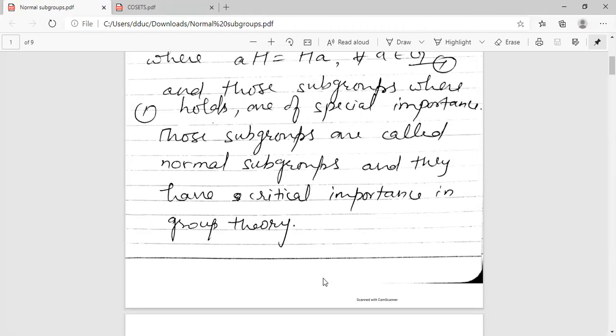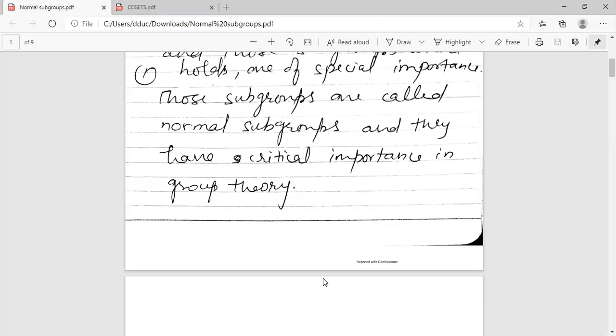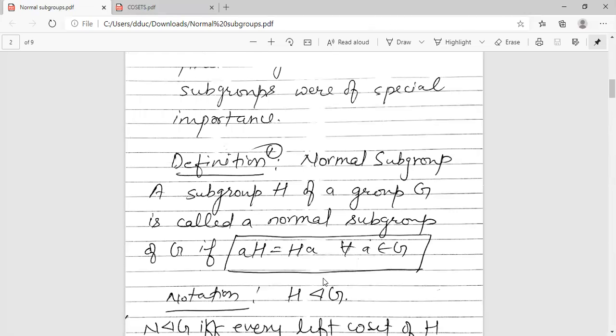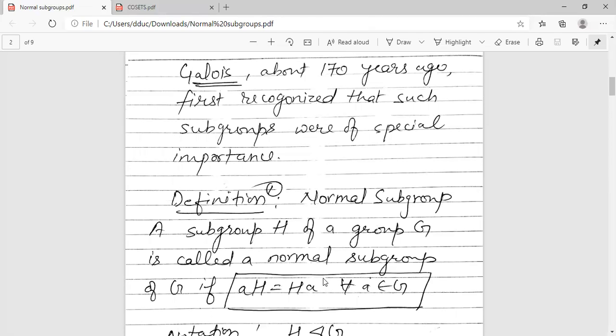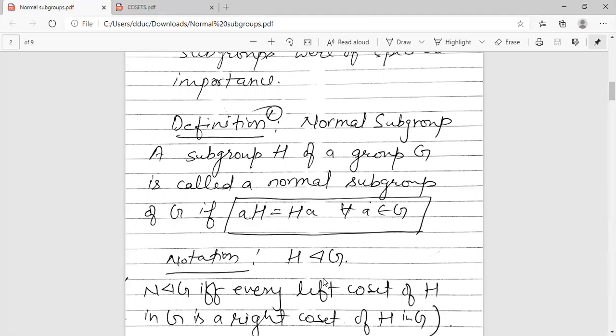A subgroup H such that aH is equal to Ha for all a belonging to G is called a normal subgroup. aH is called the left coset of H in G and Ha is called the right coset of H in G. That means we are going to study those subgroups for which the left coset is the same as the right coset. Galois was the first mathematician who recognized such subgroups, and they have special importance in group theory.